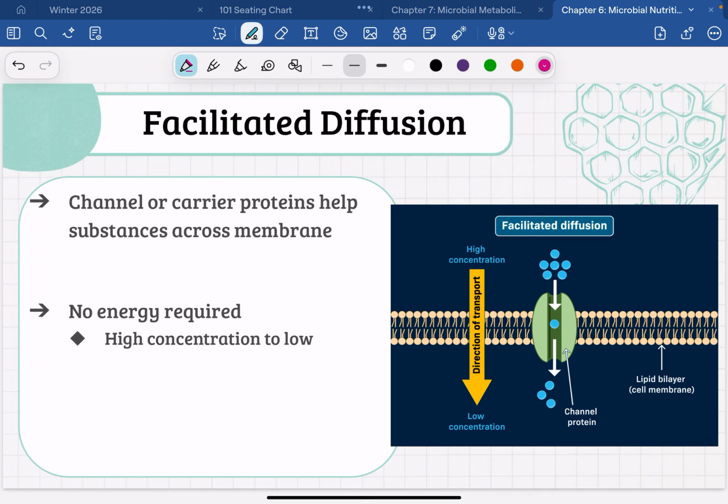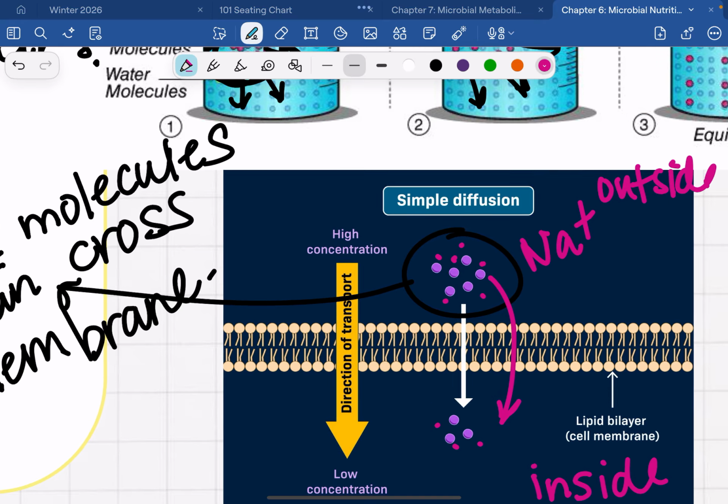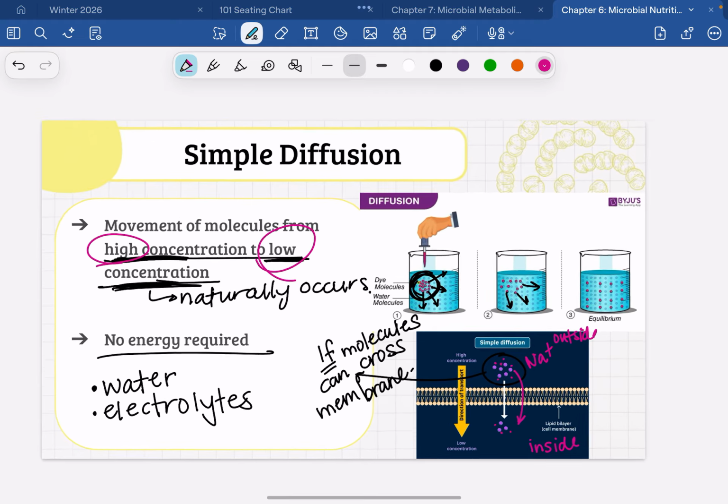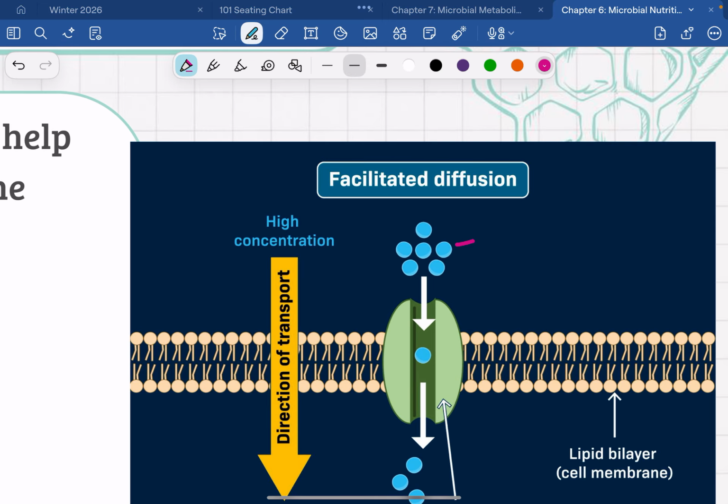So the first one is facilitated diffusion. What facilitated diffusion is, is just like the diffusion that we talked about over here, where things moved from high concentration to low concentration. But this is a molecule, like we'll say this is a sugar. And remember that sugars and proteins and pretty much everything else are too big to cross the plasma membrane on their own. So they won't be able to cross the plasma membrane.